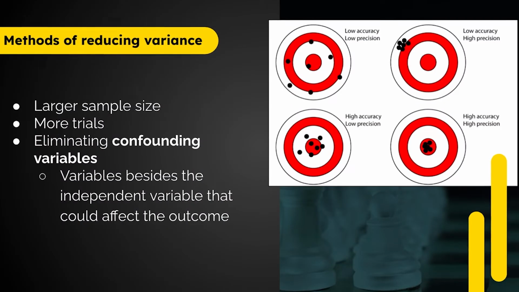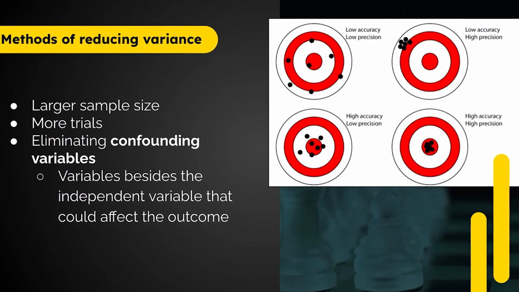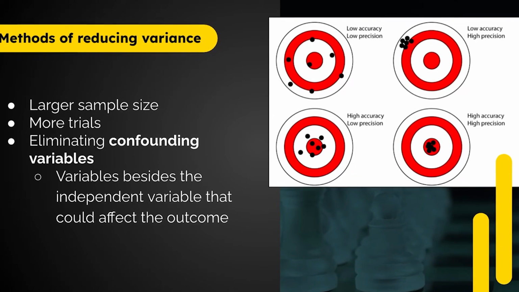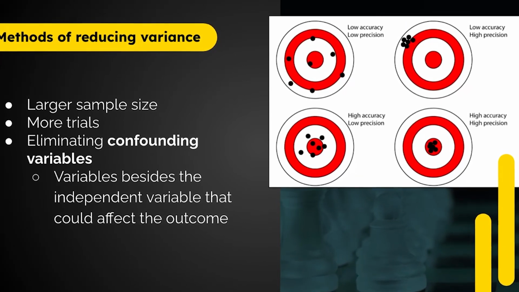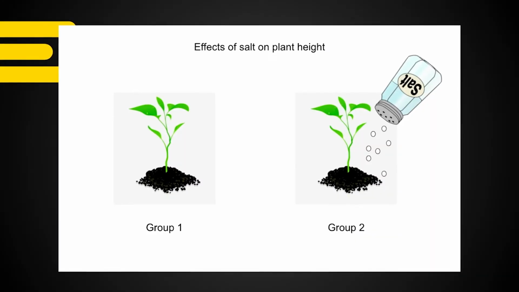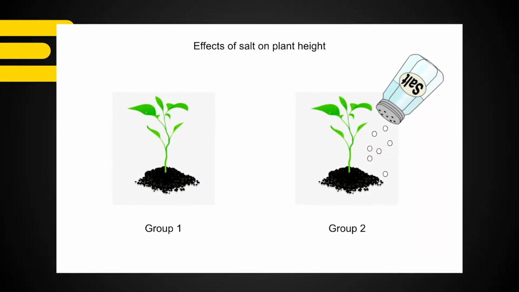One last thing you can do is eliminate confounding variables. Confounding variables basically are variables that are supposed to be controlled, but they're not, and they could be affecting the outcome of some experiment. For example, let's say in this one, you forgot to make sure that the plants were of the same starting height. That would be a confounding variable.